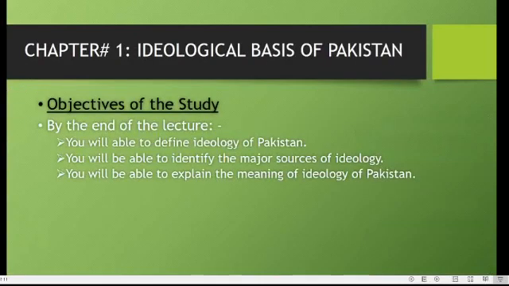So let's proceed towards the chapter. Before starting the chapter, I would like to share with you the objectives of the study. By the end of the lecture, you would be able to define the ideology of Pakistan. You will be able to identify the major sources of ideology. You will be able to explain the meaning of ideology of Pakistan.